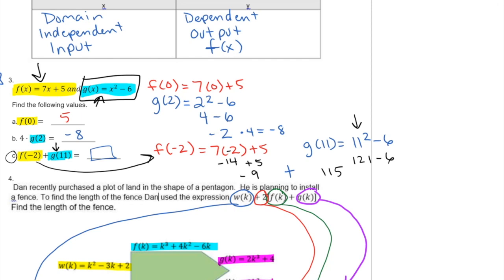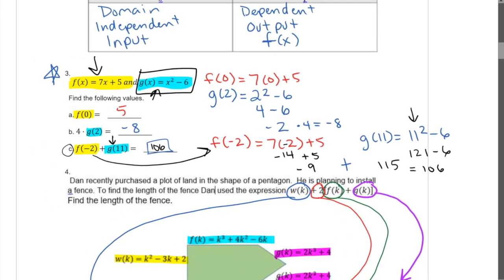Now it wants us to add both of these answers together. So you are basically saying you have $115, you spent $9, you still have $106. So 106 is your answer, and that's what you put for C. All right. If you got confused, look back at the previous video and figure out where you got confused. Okay. So that was number 3.